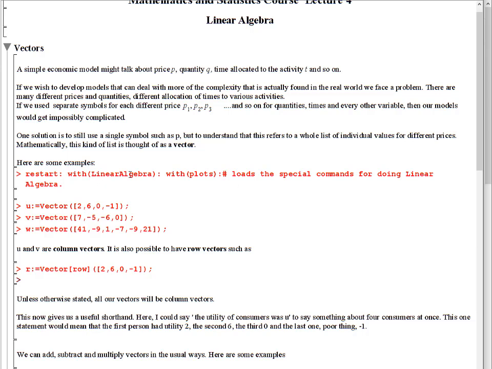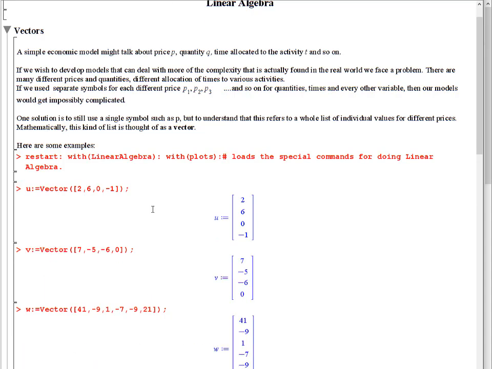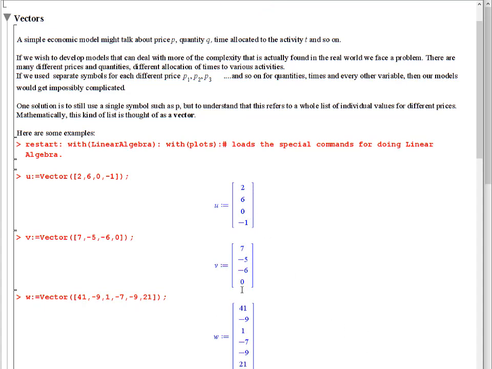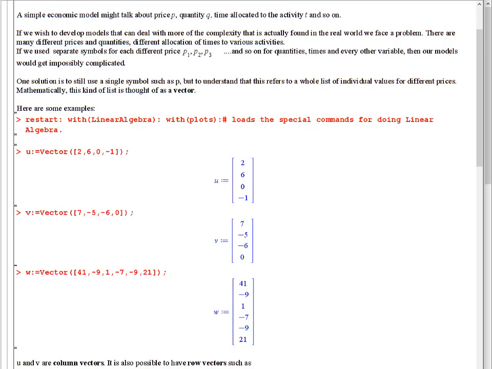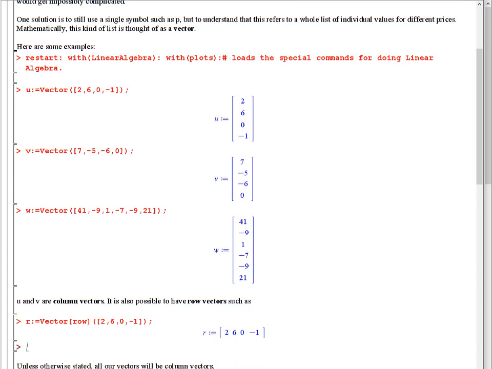Okay. This just loads the commands into Maple for doing linear algebra. Here we actually define some vectors. So vectors U and V and W are all called column vectors. So you've got 3 different column vectors. Vector R is a row vector. Okay. So you will see some row vectors, but unless otherwise stated, all the vectors that we're going to meet on this course are column vectors, and they're more common.